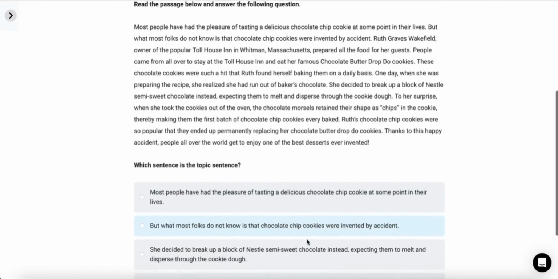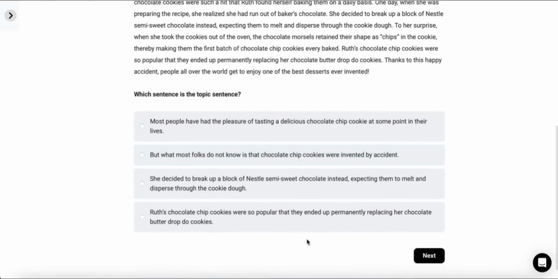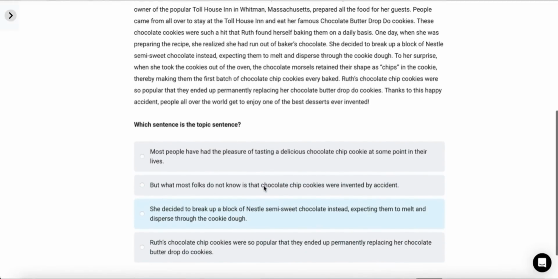Which sentence is the topic sentence? This will be the main point of the passage. Most people have had the pleasure of tasting a delicious chocolate chip cookie at some point in their lives. This is a very broad sentence about cookies in general. This doesn't look like the correct answer. But what most folks do not know is that chocolate chip cookies were invented by accident. This looks good, but let's look at the remaining answer choices.